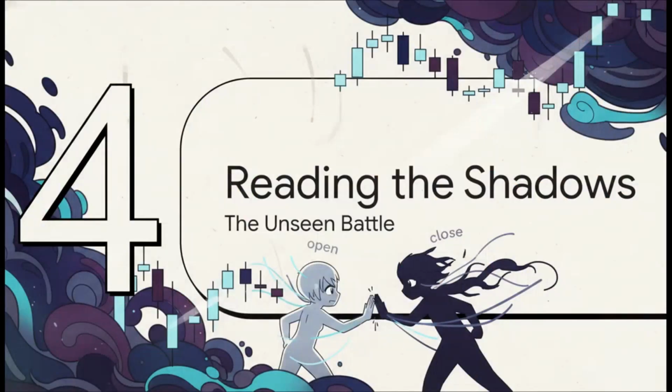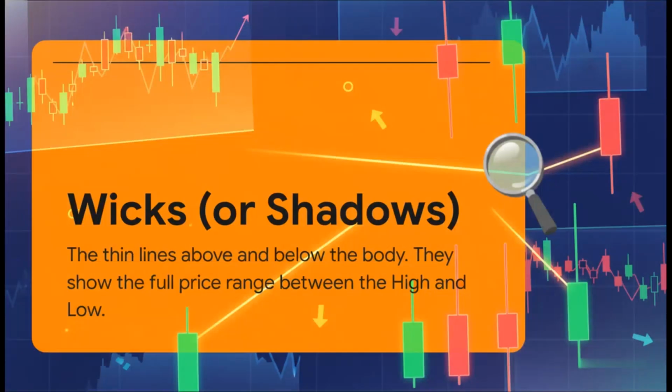But that main colored part of the candle, that's just the headline. The real drama, the juicy details of the story, that happens in the shadows. So now we're going to learn how to read those shadows and uncover the full, unseen battle that took place between the open and the close. You see those thin little lines sticking out from the top and bottom of the candle's body? Those are called wicks, or shadows, and their job is to tell you the rest of the story. They stretch all the way out to show you the absolute high and the absolute low for that period, the full range of the fight.